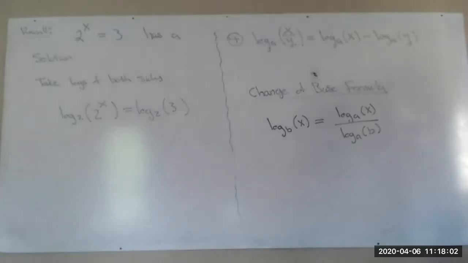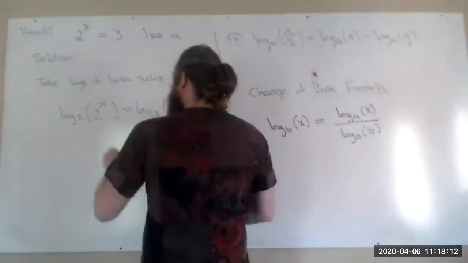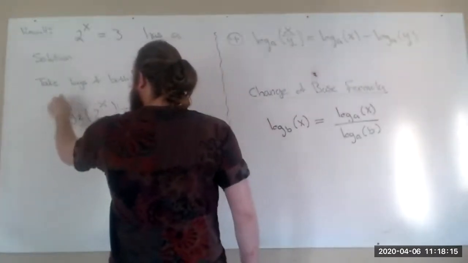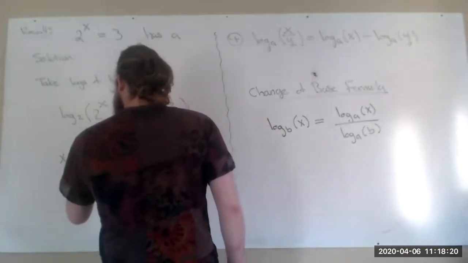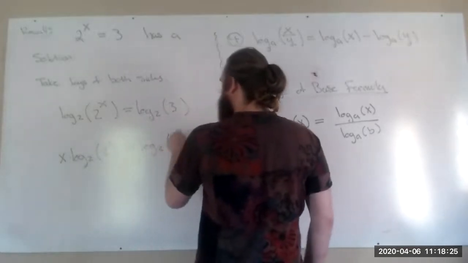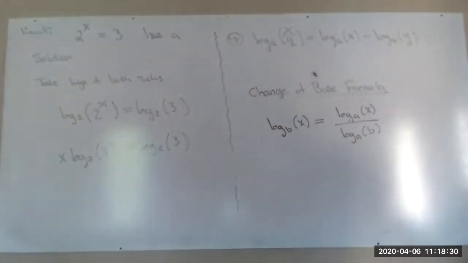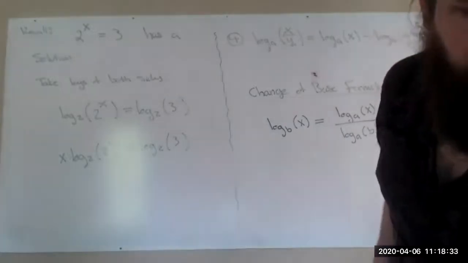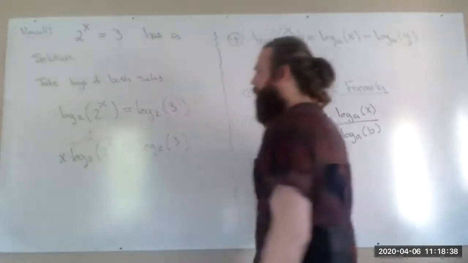And I can use that first property of logarithms to say that the log base 2 of 2 to the x is just x. Or I could use the second property to bring this x down front and say this is x times log base 2 of 2. And the right-hand side is still the log base 2 of 3. Now the log base 2 of 2, that's 1.